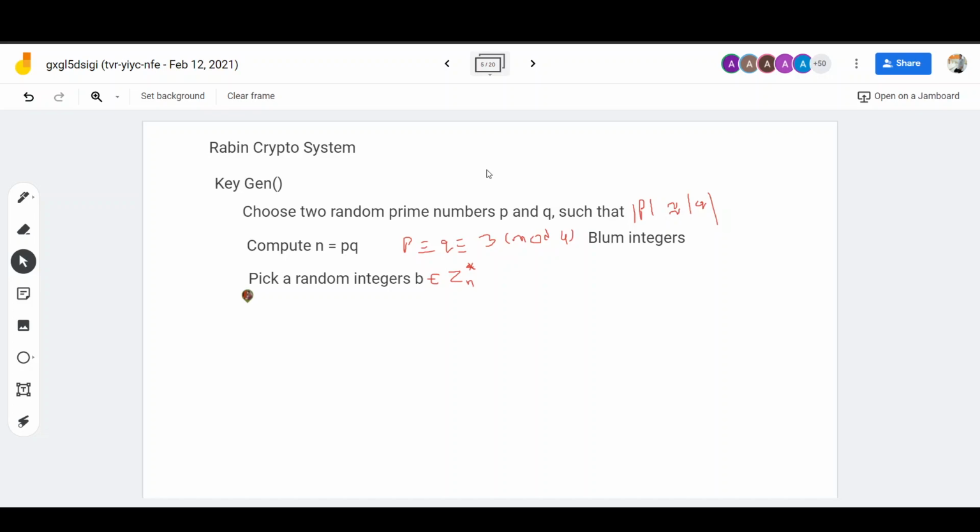Now the second algorithm is the encryption algorithm. How is the encryption algorithm placed? Simple. We have to choose m, which belongs to Zn star. Then we compute C like this: m into m plus b, mod n.